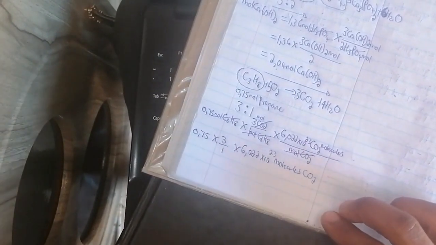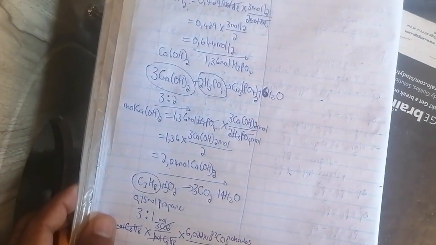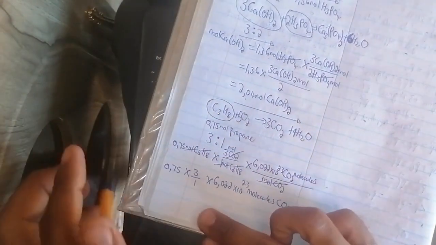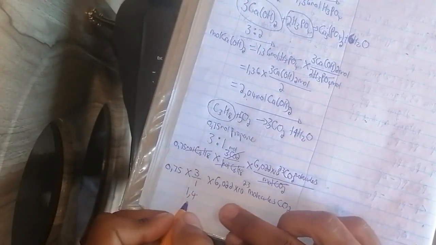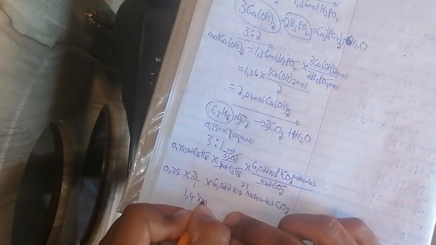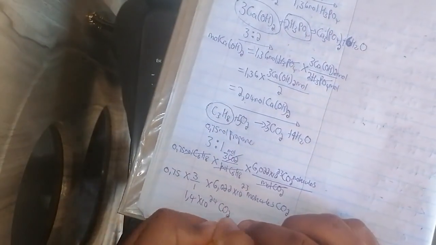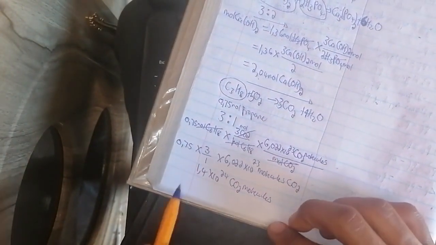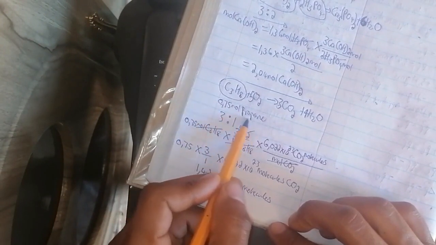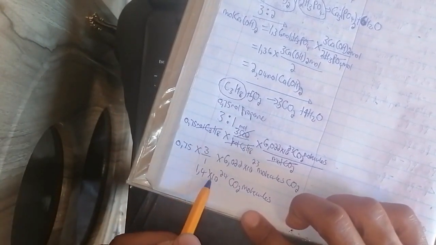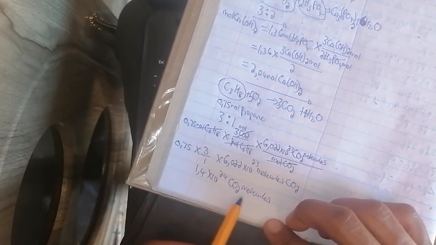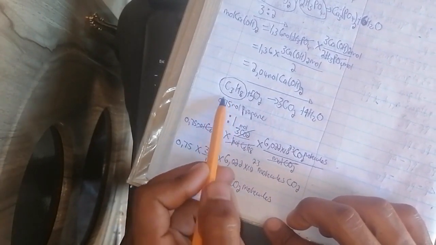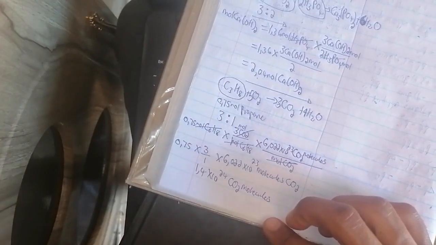Molecules of CO2. And then when you perform your calculations there, let us try to see what number we would find. We would find a number of 1.4 times 10 exponent of 24 CO2 molecules. So if we have 0.75 moles of propane, we would produce 1.4 times 10 exponent of 24 carbon dioxide molecules. This is exactly what would transpire based on the stoichiometric factors of a balanced chemical reaction.